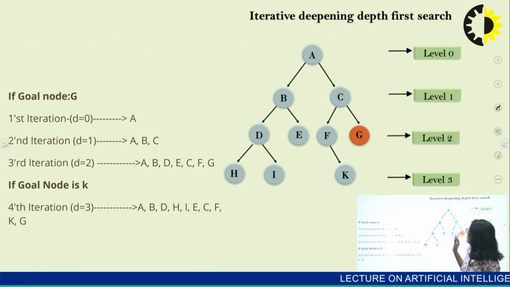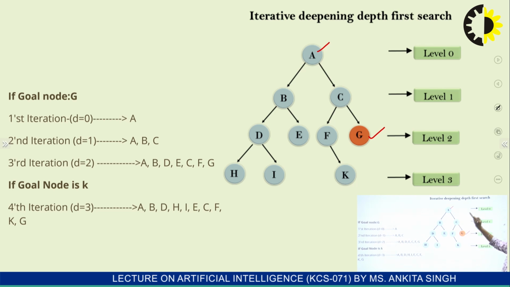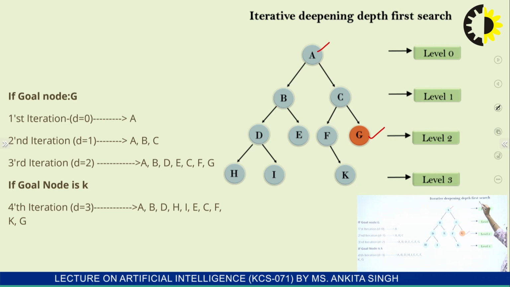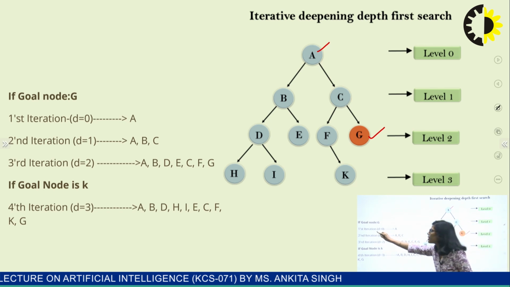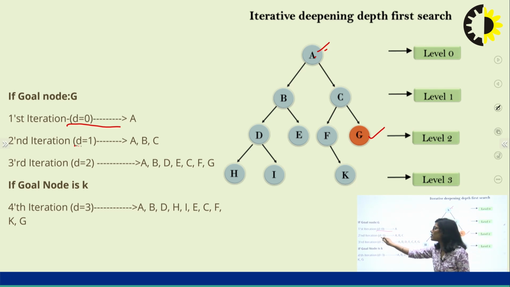So this search algorithm combines the benefits of your BFS and DFS. Now this is your example. Okay, so in the first iteration, suppose this is the goal node and this is your starting node. In the first iteration, I will consider the depth of the tree to be 0. So I will check whether my A node is the goal node or not. It is not a goal node. So I will increase my depth limit, that is D equal to 1.